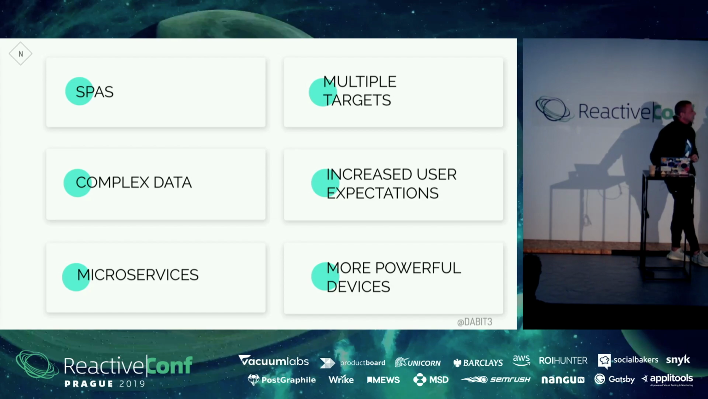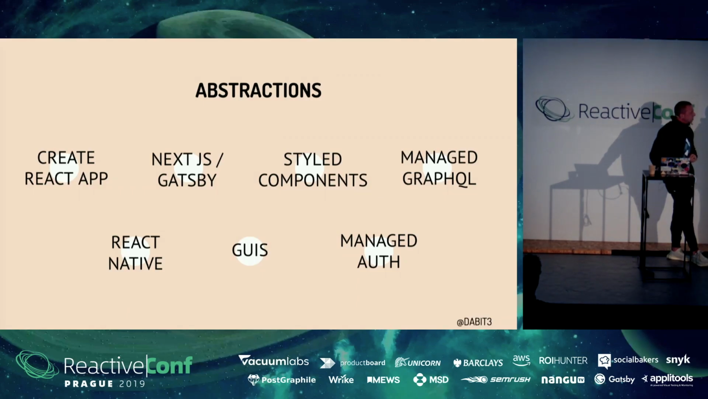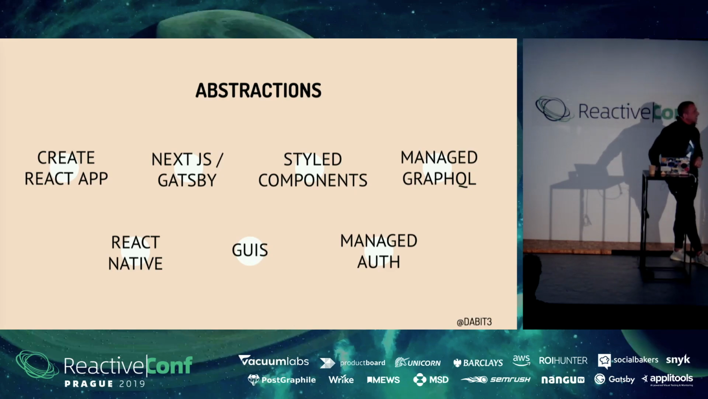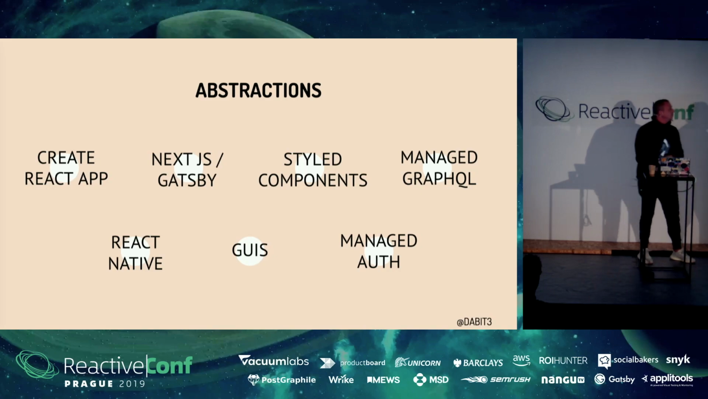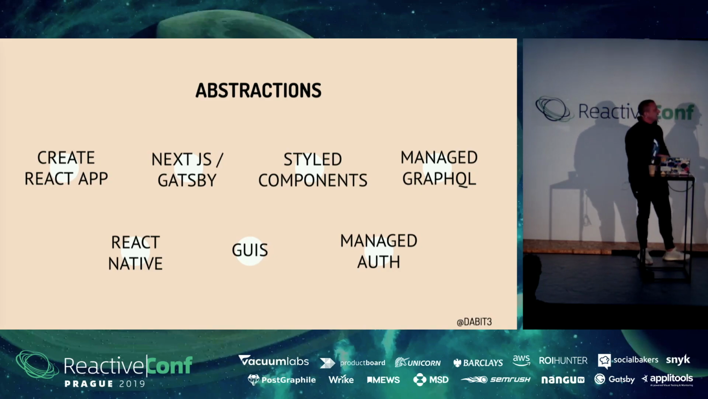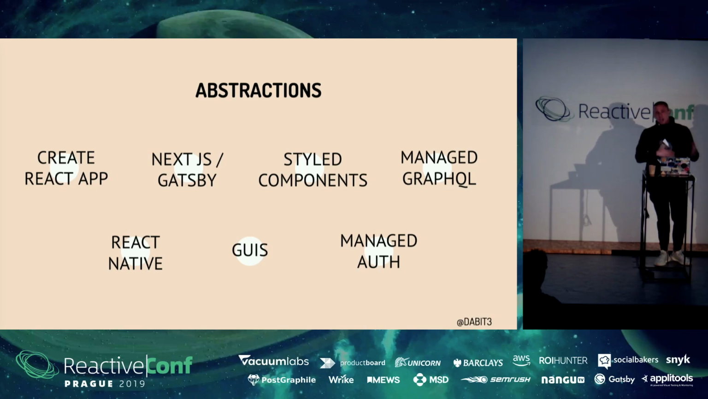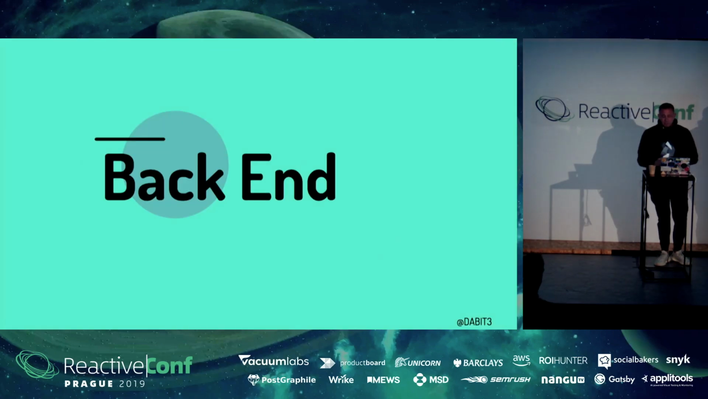So what are some of the abstractions that we're seeing that are making this a little bit easier? There's a bunch out there, but what we're seeing are things like managed GraphQL, like Hasura and 8base, styled-components or Emotion for CSS-in-JS, which is a hybrid of CSS and JS, Next.js with Gatsby, and React Native for cross-platform. So as things become more complex, we're seeing abstractions that make these easier.